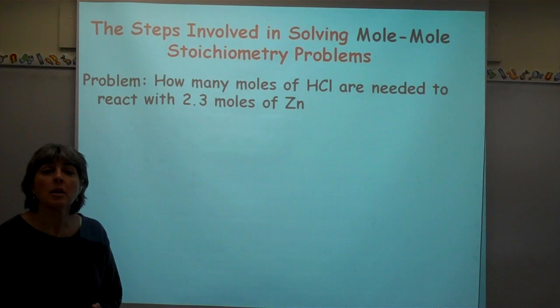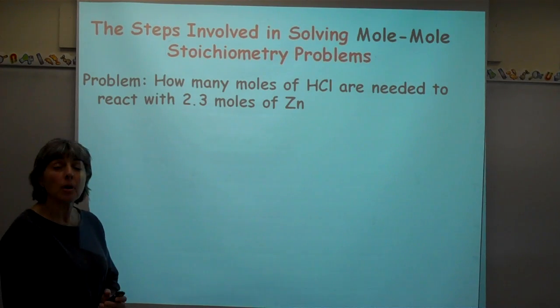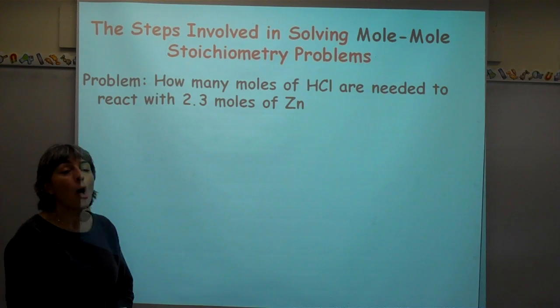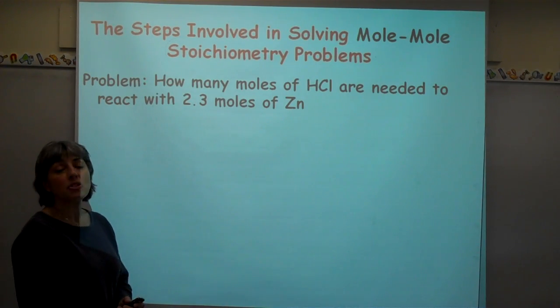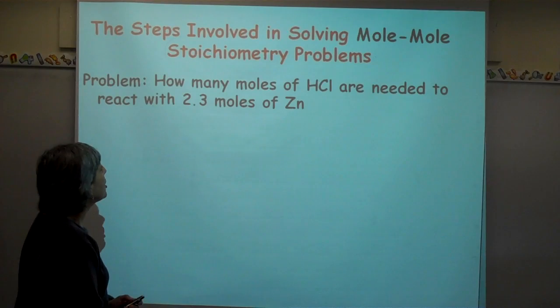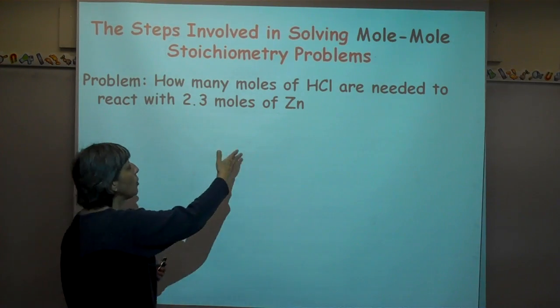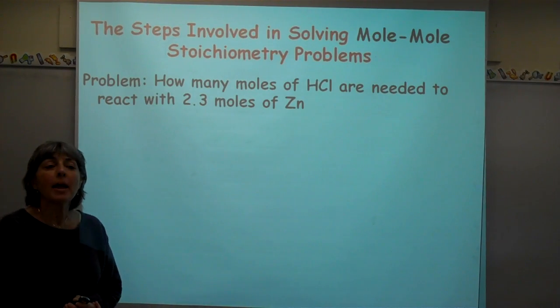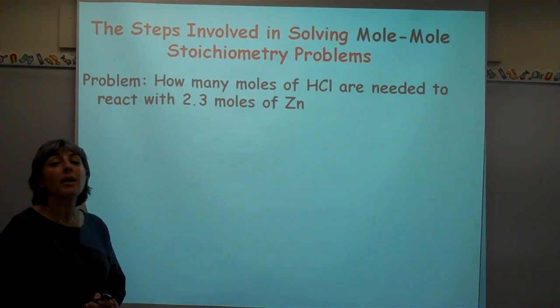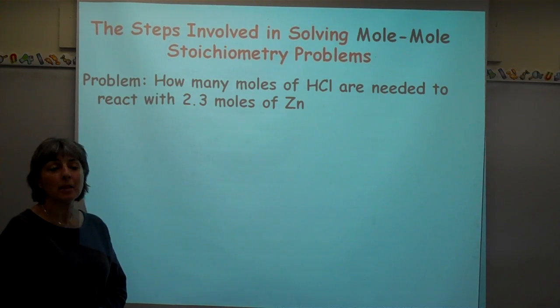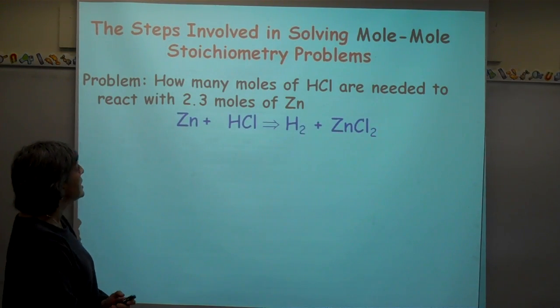Okay, so the kind of problem that you would see looks like this. In words, you would have to turn it into a reaction, a balanced equation. In words, it would say how many moles of HCl or something are needed to react with 2.3 moles of zinc or something. The first thing you would have to do is write an equation and balance it. So I've already done that for you.